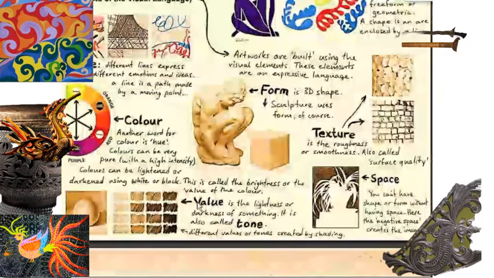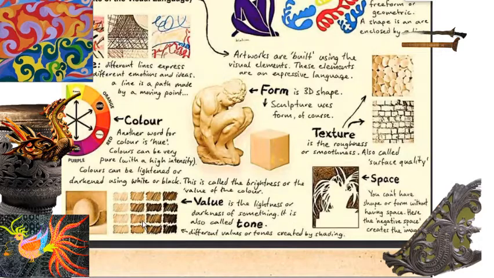Let's go with value. Value is the lightness or darkness of something; it's called tone. Depending on the shade, the value gives it a 3D look. Like this ball here, this part is lighter, this is darker. That makes a sense of artificial depth when you're drawing. Let's go with space. You can have shape or form without having a space. Here, the negative space creates an image.